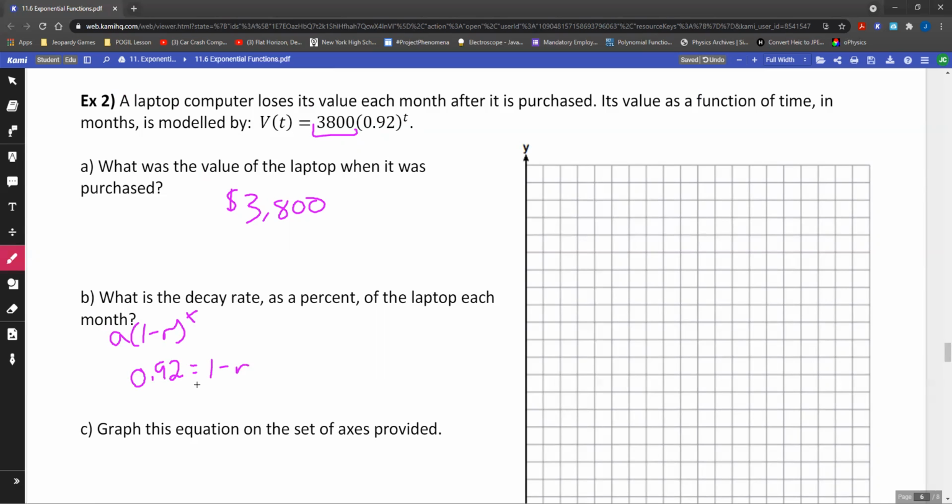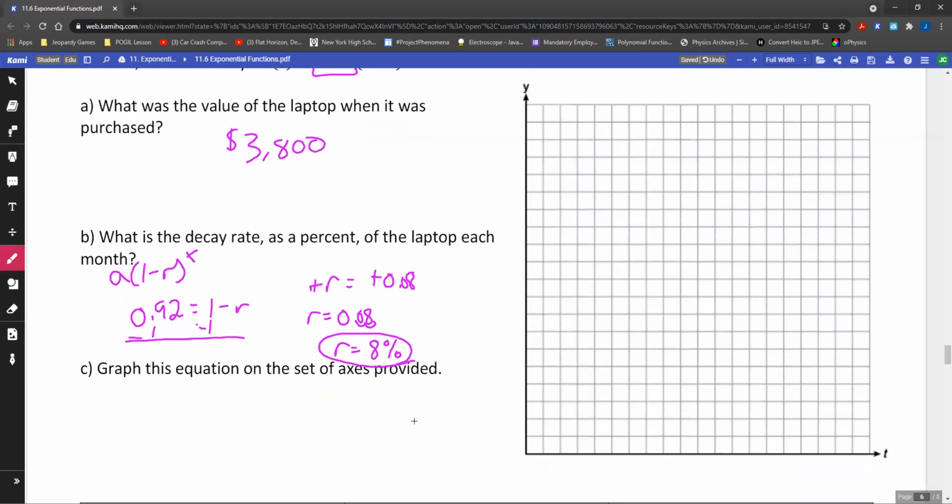So from here, I can do what I did last time, subtract the 1 over. I end up getting negative r equals negative 0.8. Divide both sides by negative 1. I get r equals 0.8. Sorry, 0.08. And then move the decimal place over 2 times, and I get r equals 8%. So that would be the decay rate.